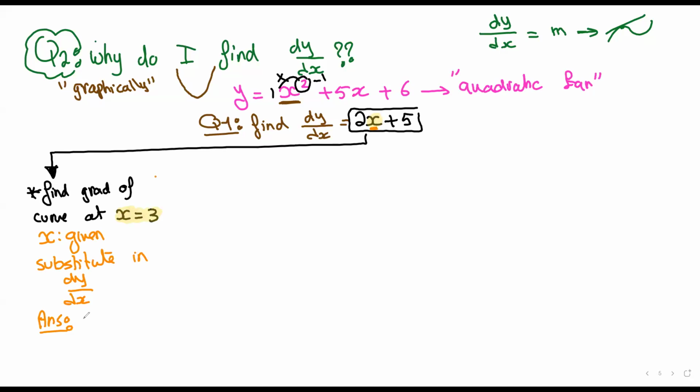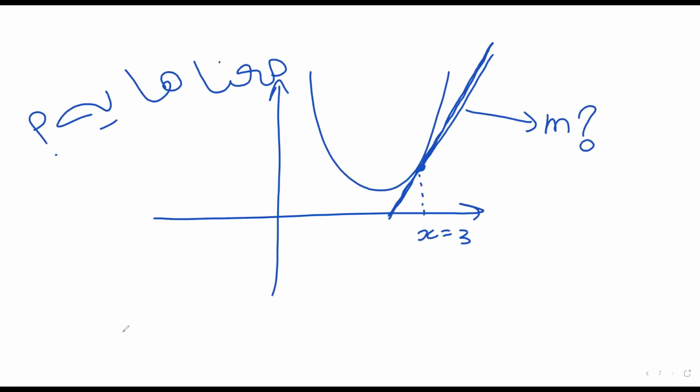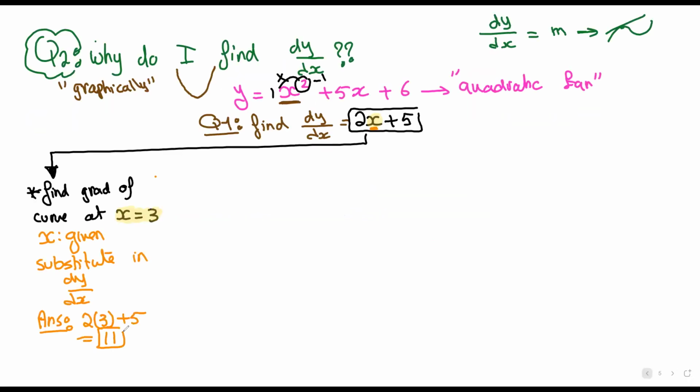So 2 times 3 plus 5. 2 times 3 is 6. 6 plus 5 is 11. So this tangent has a gradient of 11 without us drawing it. Let's do another example related to type 1 of questions, where the x is given and you substitute.